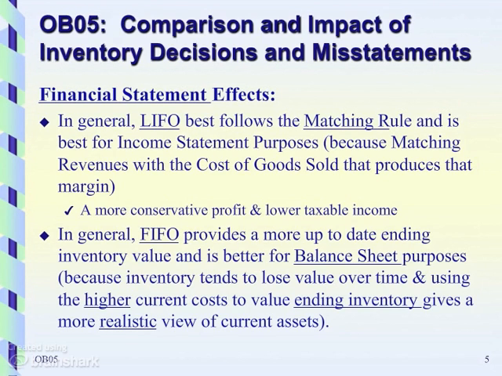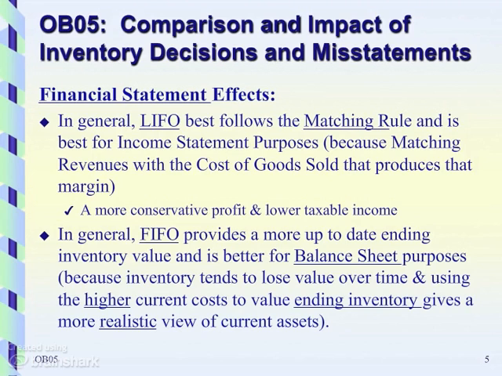Again, let's look at some of the financial statement effects of using the different costing methods. In general, LIFO best follows the matching rule and is best for income statement purposes. We say that it is best for income statement purposes or best follows the matching rule because you're costing your cost of goods sold at the most current values. It is considered more conservative for profit and lower taxable income. It is not, however, the best measure of a value of inventory for balance sheet purposes.